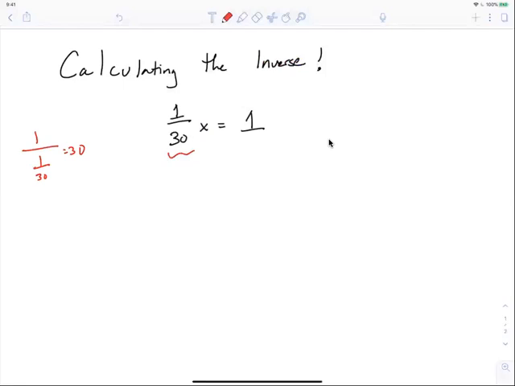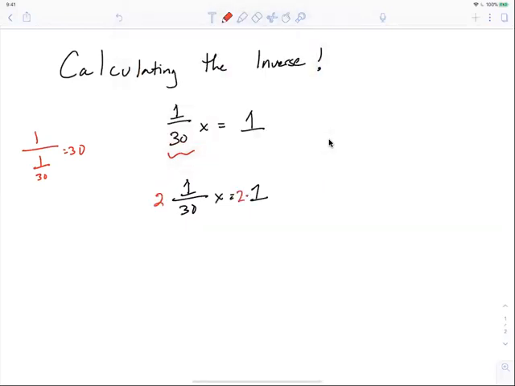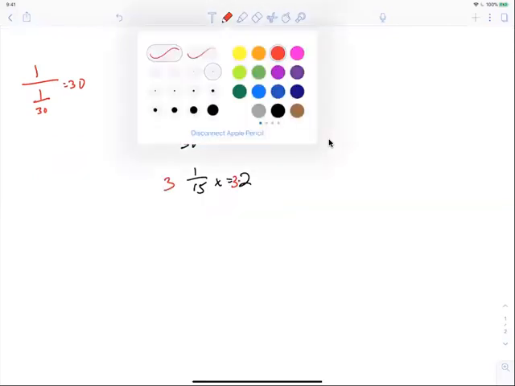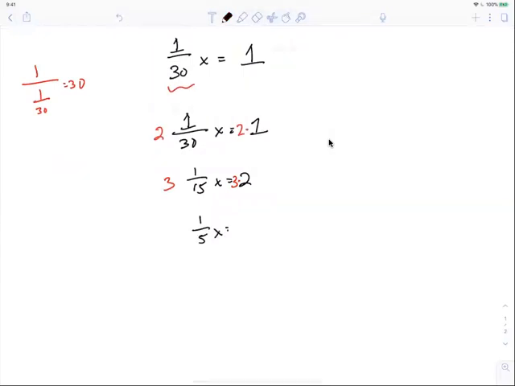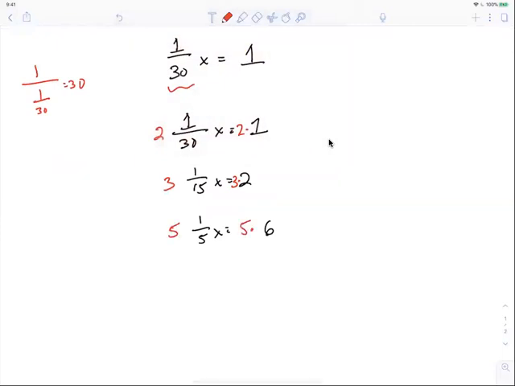But what I want to emphasize is we can think of this in a more structured way by taking this equation and doing it slowly, one step at a time. We can multiply both sides by, say, 2. That reduces the equation to 1/15 x equals 2. Then we multiply both sides by 3, which reduces it to 1/5 x equals 6. Then we multiply both sides by 5, and we finally get x equals 30.